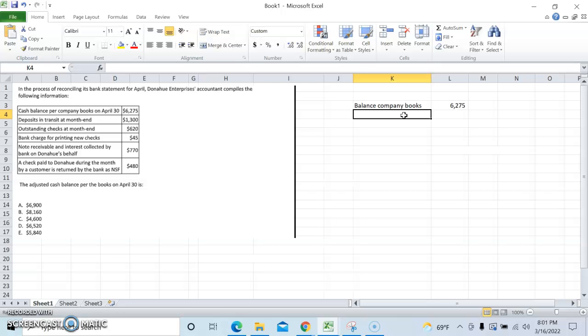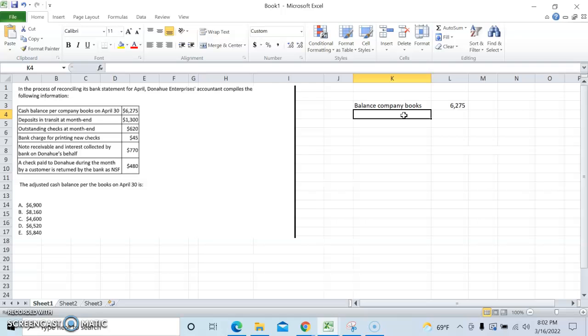Well, for deposits in transit, we've already received the money, so we've already entered it on the book side. That means the adjustment is going to be on the bank side. So the 1300 will go on the bank side. We're only worried about the book side in this problem, so the 1300 is not going to affect us. That's already included in the 6275. Outstanding checks at month end. Outstanding checks are checks that we've written, but haven't cleared the bank yet. They're already on the book side, so the adjustment is going to be on the bank side. Once again, this doesn't affect us because we're only worried about the book side. So the 620 is already included in the 6275.